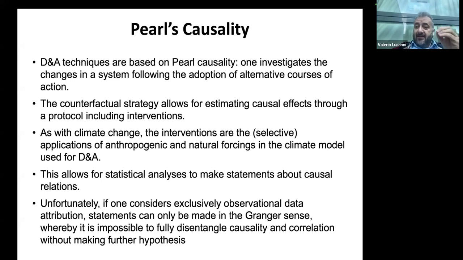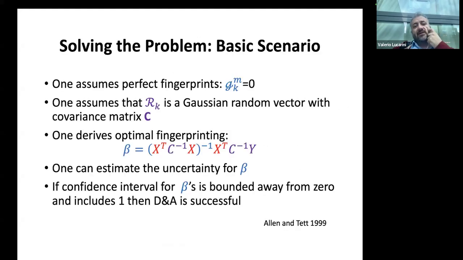Keep in mind, this is the so-called interventionist approach. So we change the world by applying selectively these forcings, and all these forcings together, in our real world. If you don't have the so-called interventions, you have a much weaker sense of causality, in the so-called Granger sense. So this is important. You have to apply these forcings selectively.